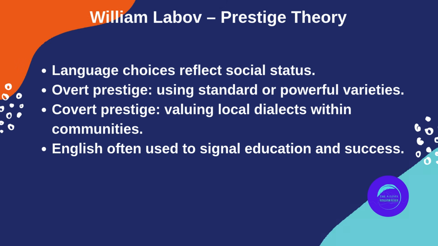William Labov's research focuses on the idea of linguistic prestige. He found that people often change their language to match the speech of socially dominant groups. This is known as overt prestige. On the other hand, some communities take pride in their local dialects, a concept known as covert prestige. In global terms, English, especially native or standard varieties, carries overt prestige. People adopt it not just for communication, but to signal education, modernity, or global belonging.